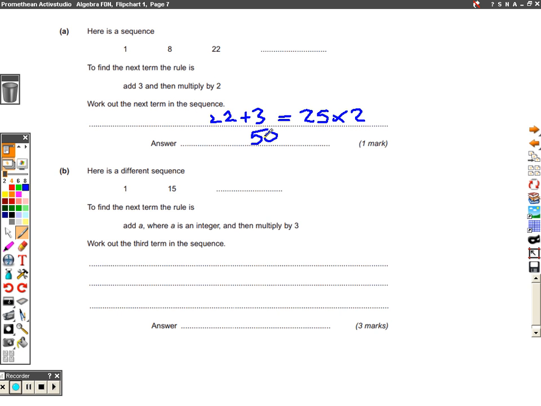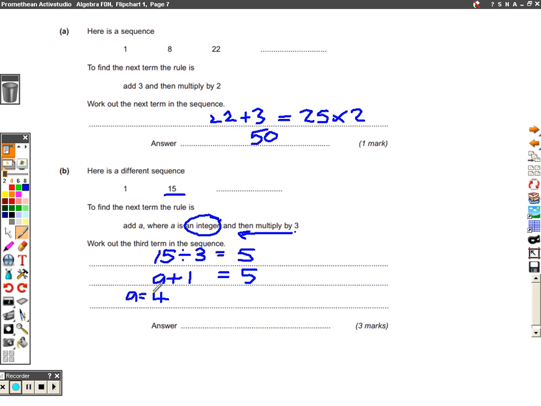Here's a different sequence. To find the next term, the rule is add a, where a is an integer, and then multiply by 3. Now, we're looking to work backwards so that we can find out what this integer is that we are adding on. So instead of multiplying by 3, we're going to divide by 3. Take your last term, 15, divided by 3 gives you 5. A plus 1 gave us 5. A must be 4.